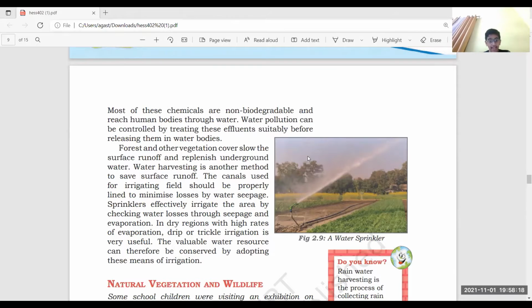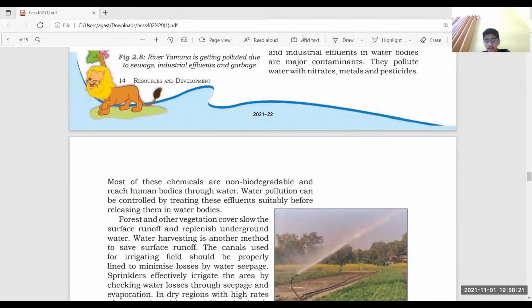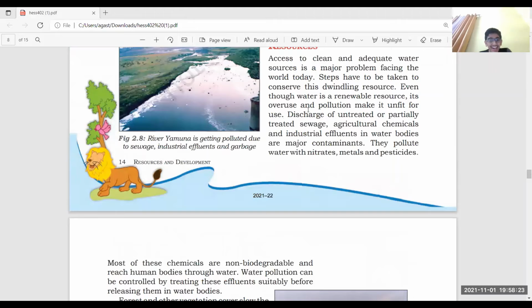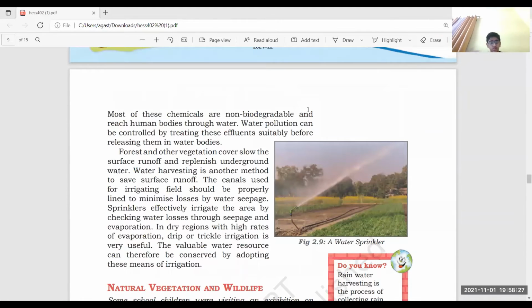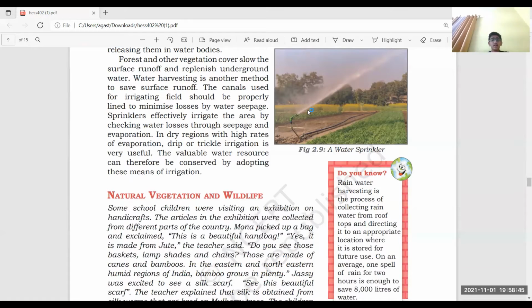Okay, and canals also. Wait, the canals part was there here. Did I just skip it? Yeah, I didn't skip it. It's here. Canals are also used to irrigate fields. Even sprinklers, you know how to sprinkle something like that. Those water sprinklers you can see over here in figure 2.9, and even drip irrigation is very useful when evaporation is at high rates outside. Now, let's just get back to the natural vegetation and wildlife topic.